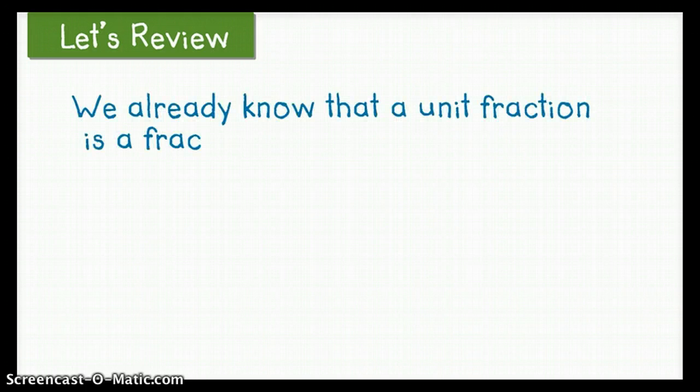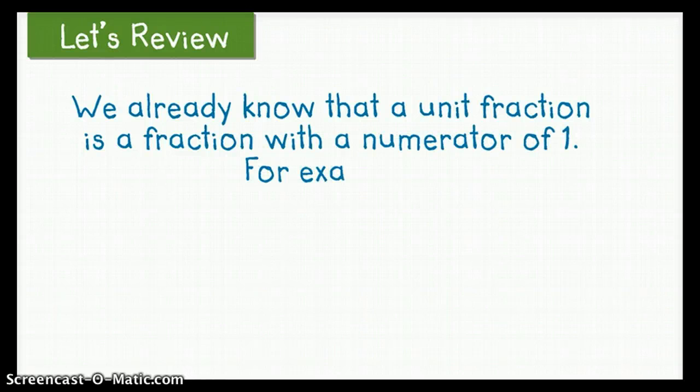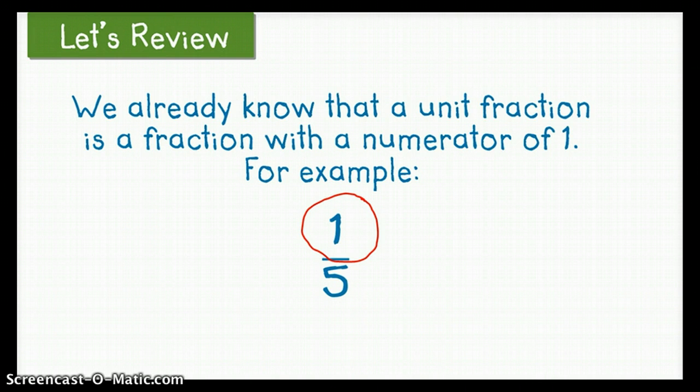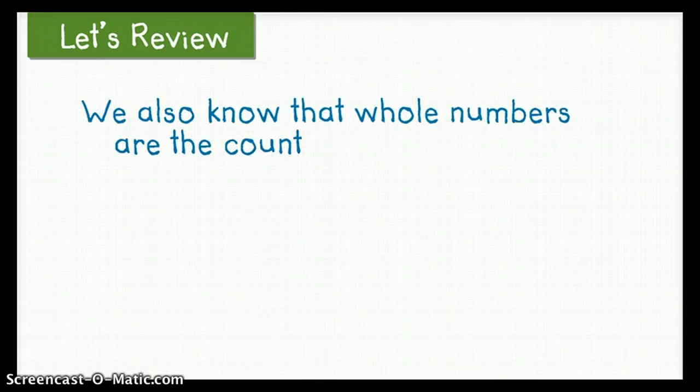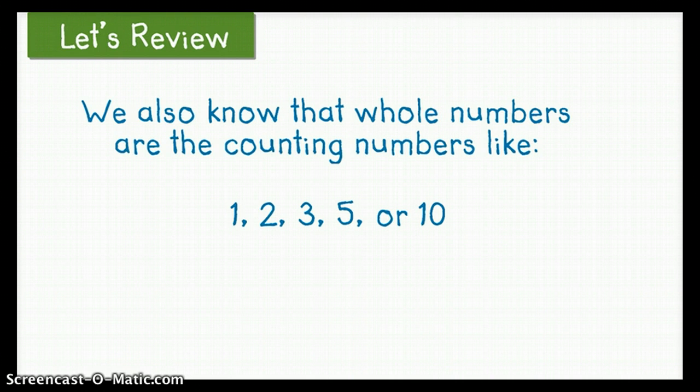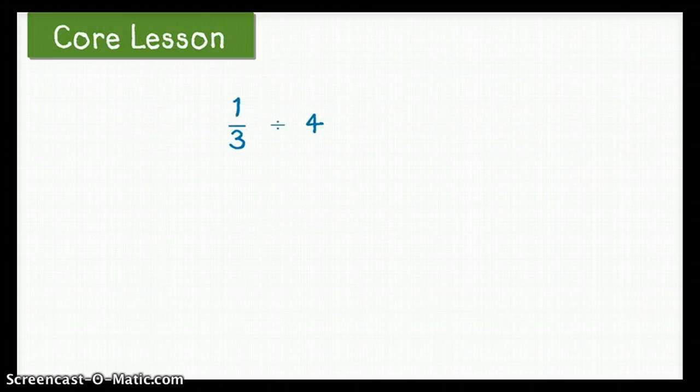We already know that a unit fraction is a fraction with the numerator of 1. For example, in the fraction 1/5, we look at the numerator, we see that's 1, which makes this a unit fraction. We also know that whole numbers are the counting numbers, like 1, 2, 3, 5, or 10. Remember, these numbers don't have numerators or denominators. So let's look at the problem 1/3 divided by 4.